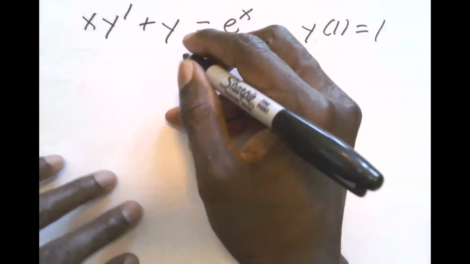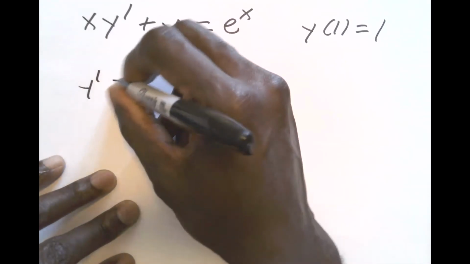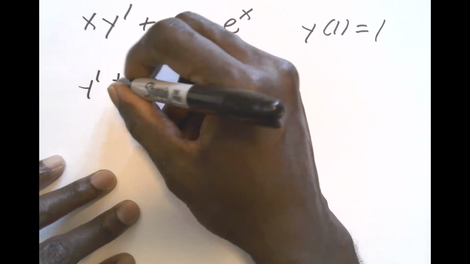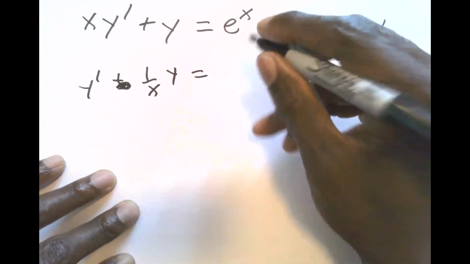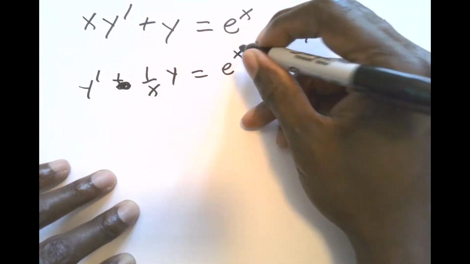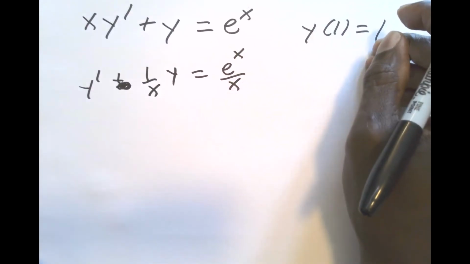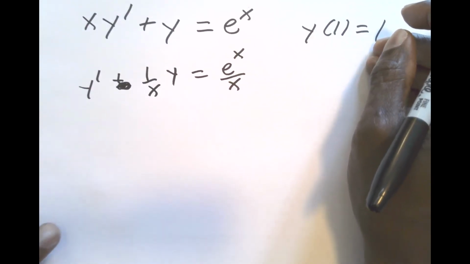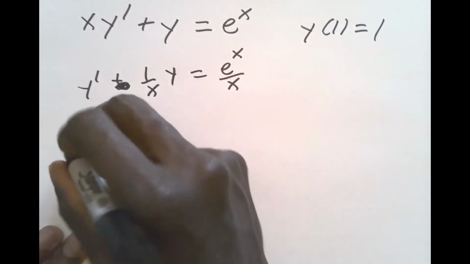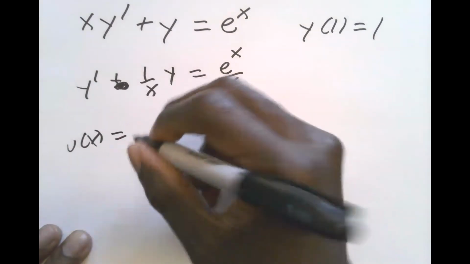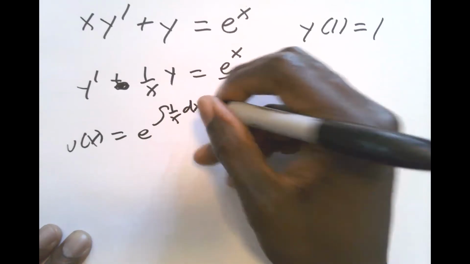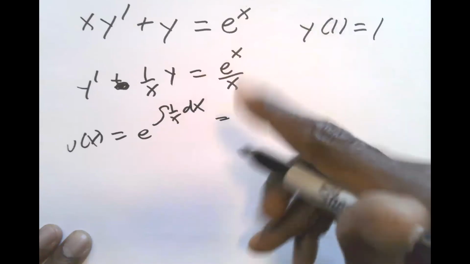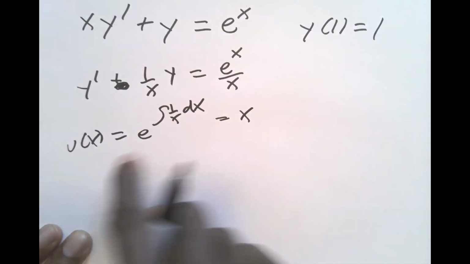So we'll divide everything by x, where y prime plus 1 over x y equals e to the power of x over x. All right. So let's find our integrating factor. And again, we have an initial condition that we'll deal with at the appropriate time. So our u of x will be e to the power of the integral of 1 over x dx. That's, of course, e to the power of ln x, which is just x. So our integrating factor is x.